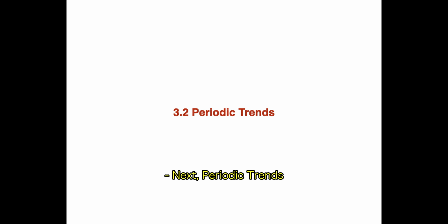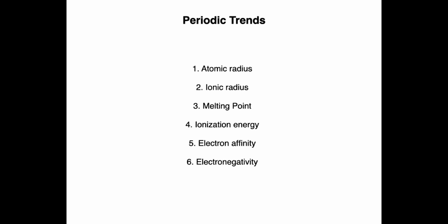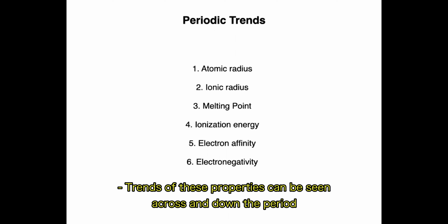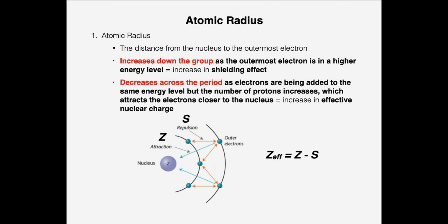Next, periodic trends. Periodic trends can be seen in the 6 properties listed above: atomic radius, ionic radius, melting point, ionization energy, electron affinity, and electronegativity. When looking at the periodic table, trends of these properties can be seen across and down the period. First, it is important to know what they are.